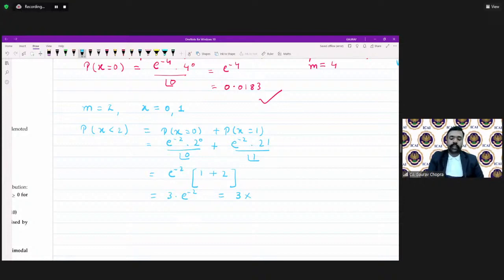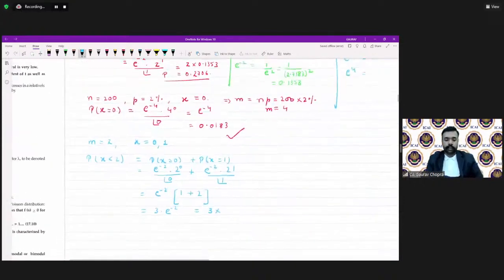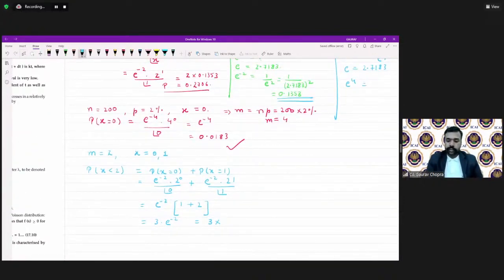And we have just calculated above e to the power minus 2. It was 0.1353. So what is the final result we are getting? 0.4059. This is the result. So in this way, we can calculate all such kind of calculations.